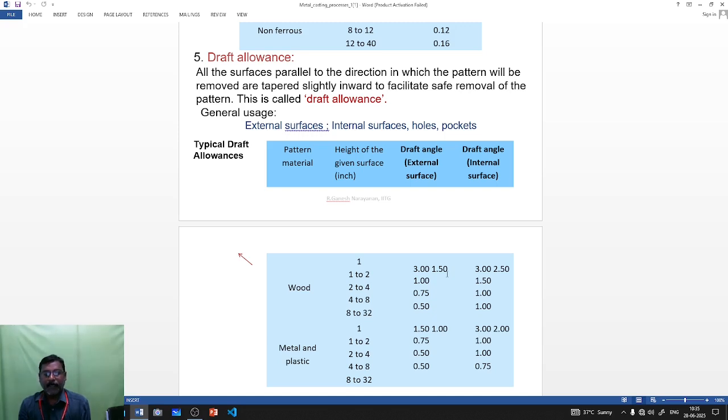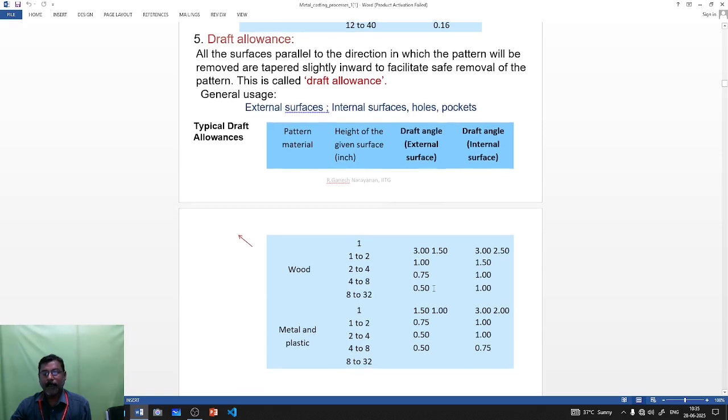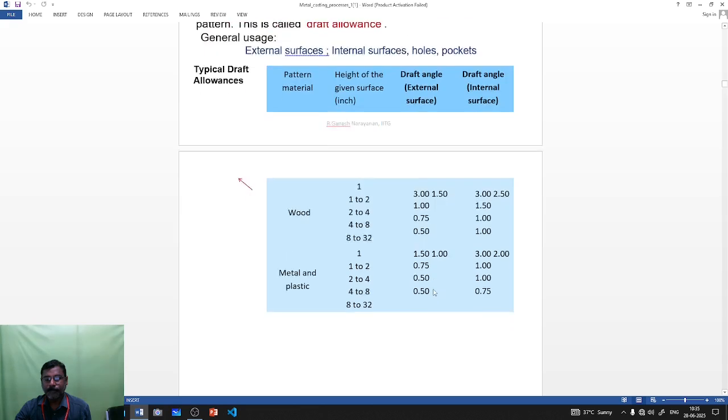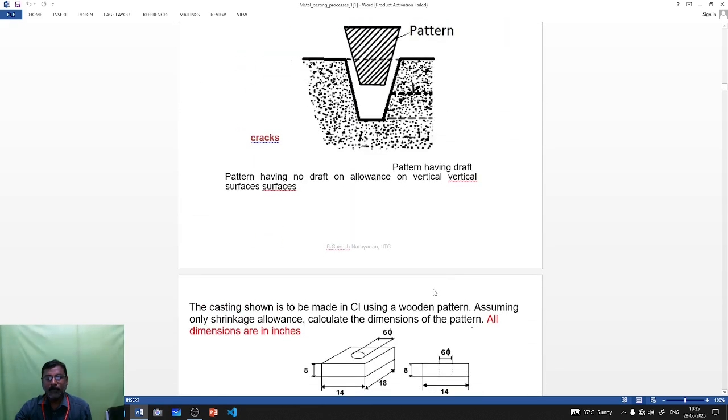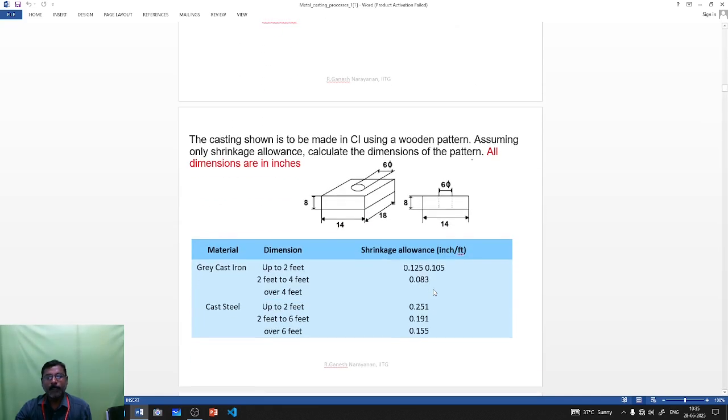Then metal and plastic patterns: 4 to 8 inches. Then external surface is 0.50. Then internal surface is 1. Pattern having draft allowance on vertical surfaces. The castings made using wooden patterns mostly have to use it for wooden patterns.